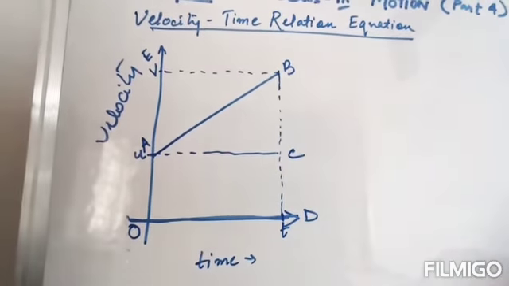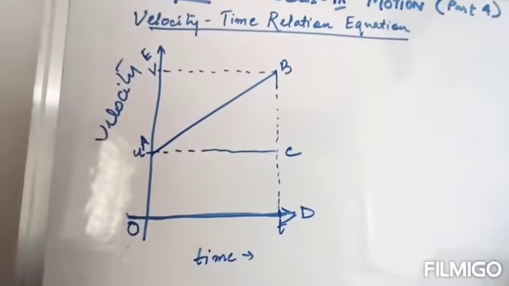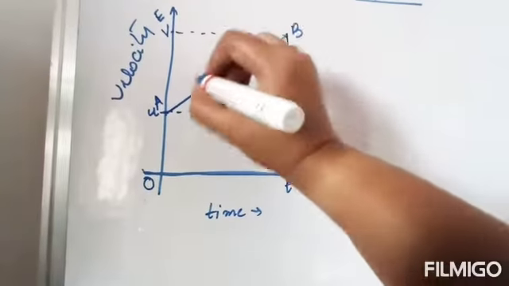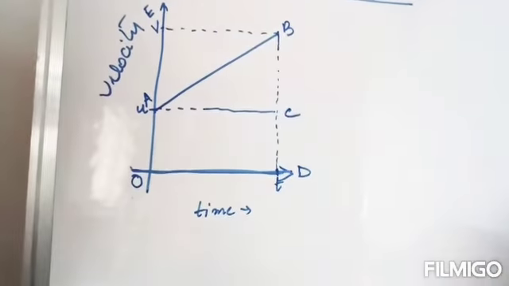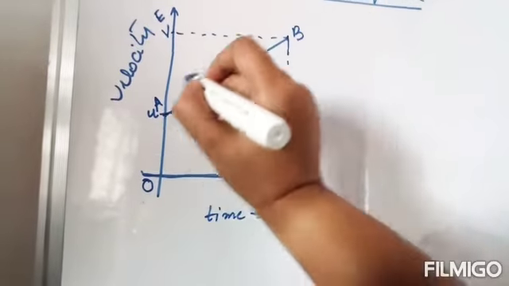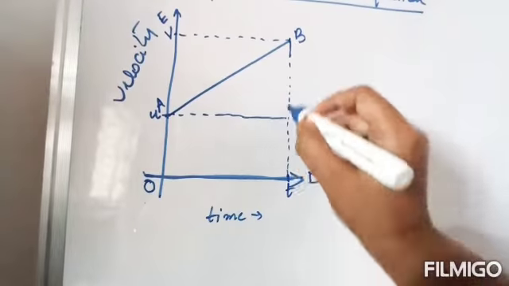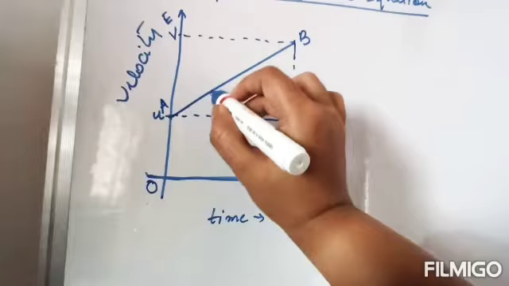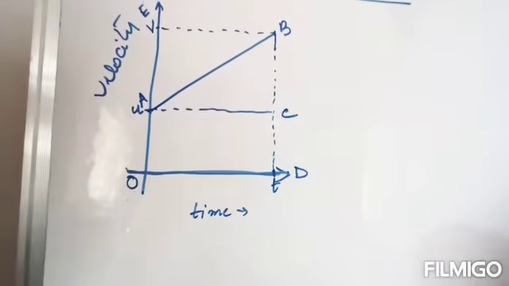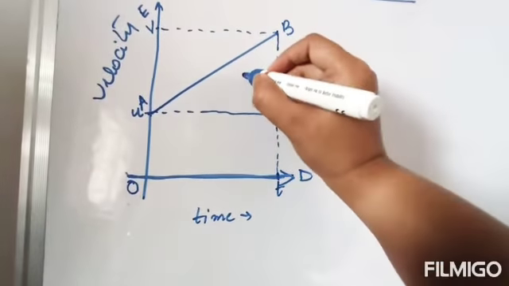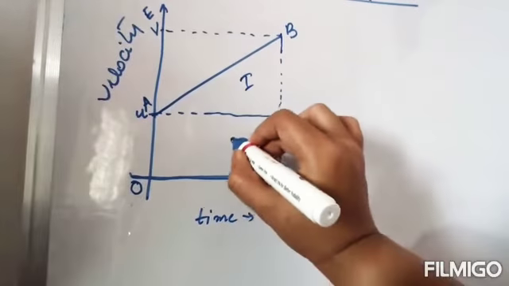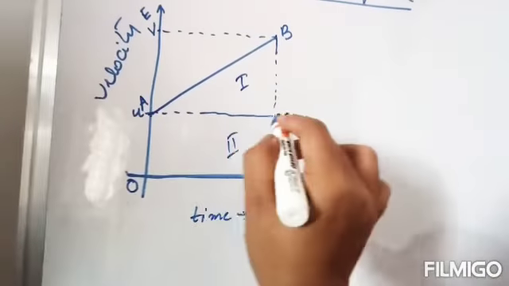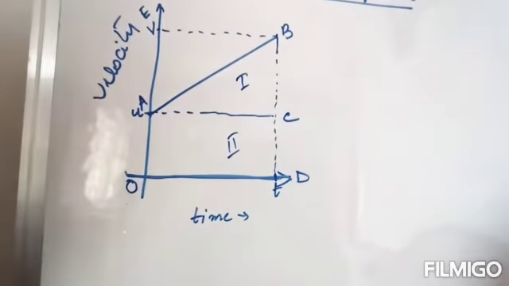From here you can conclude two things. One is this figure. If I consider only A, B, D, O, this figure, you can see that it can be divided into two parts. The first part is a triangle and the second part is a rectangle, correct?